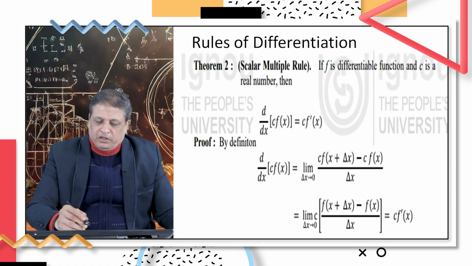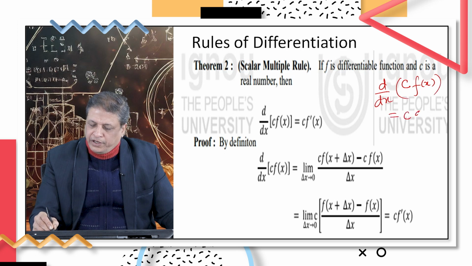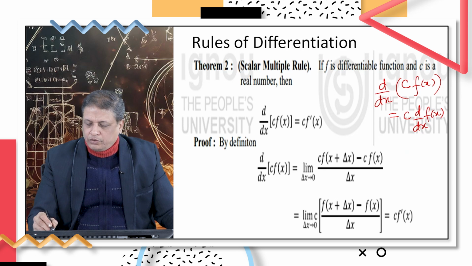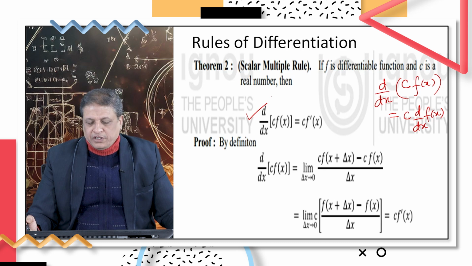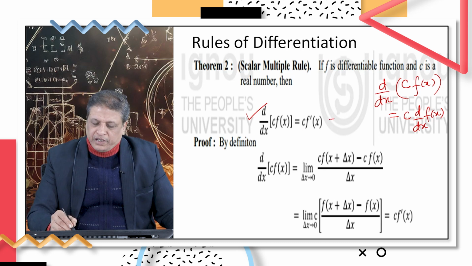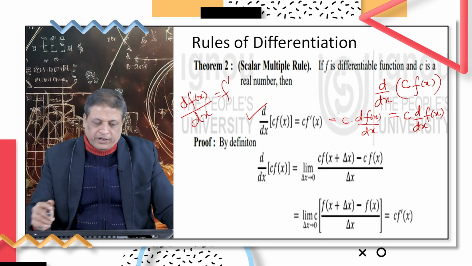Second is the scalar multiple rule. So if we are having a function c multiplied by a function f(x), then the differentiation d dx of c f(x) is equal to c times d dx of f(x). So the constant part will come out. So that means we can say that the differentiation of c f(x) is equal to c times f dash x, that is c into df(x) by dx. We are writing d of f(x) by dx as nothing but f dash, that is the first derivative.